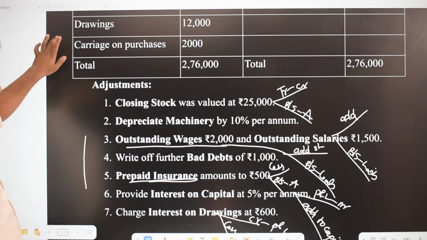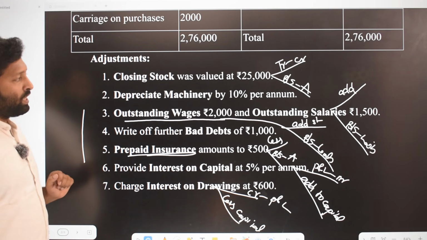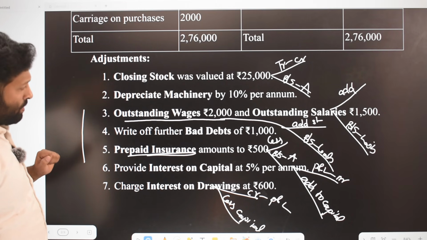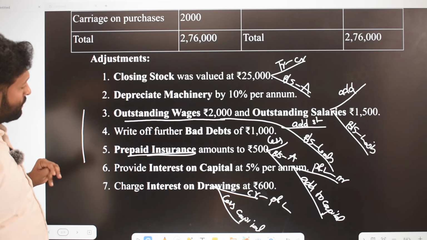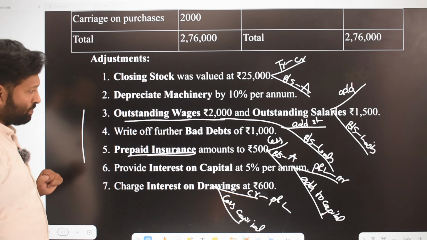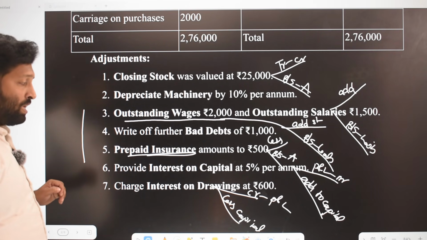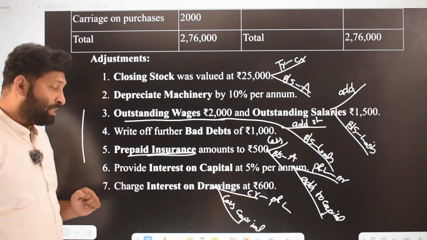Yes, closing stock is an asset. Depreciation on machinery should be deducted from the machinery value on the balance sheet asset side. Clear? Outstanding wages mentioned, posted. Outstanding salaries is posted. Bad debt should be deducted from the debtors in the balance sheet assets. Prepaid insurance is an asset. Provide interest on capital is added. Charge interest on drawings is deducted. So we're done with all the adjustments in the liability side.